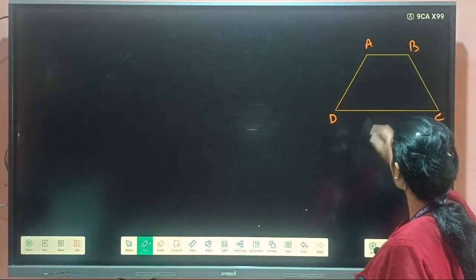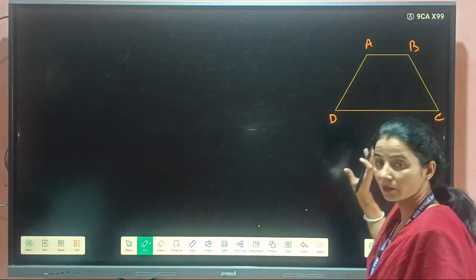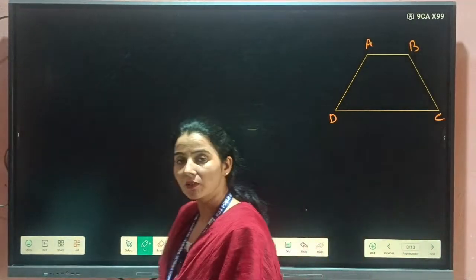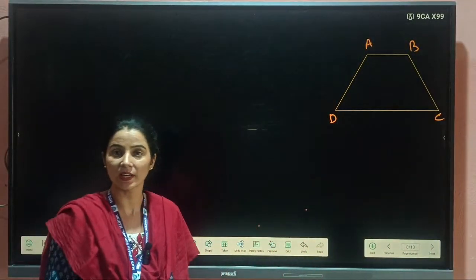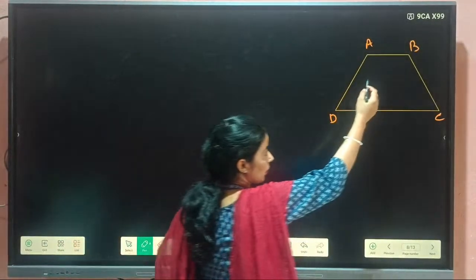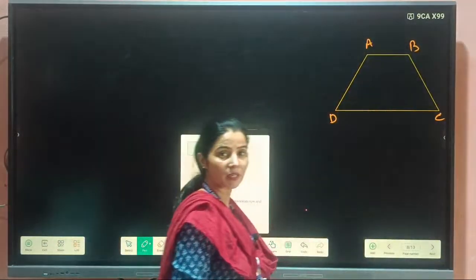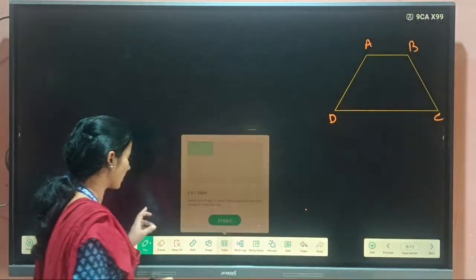And now I have to find out its perimeter and area. Perimeter will be simply the sum of the lengths of all sides. If these sides are given to us, then we can easily find its perimeter. How will we find its area?